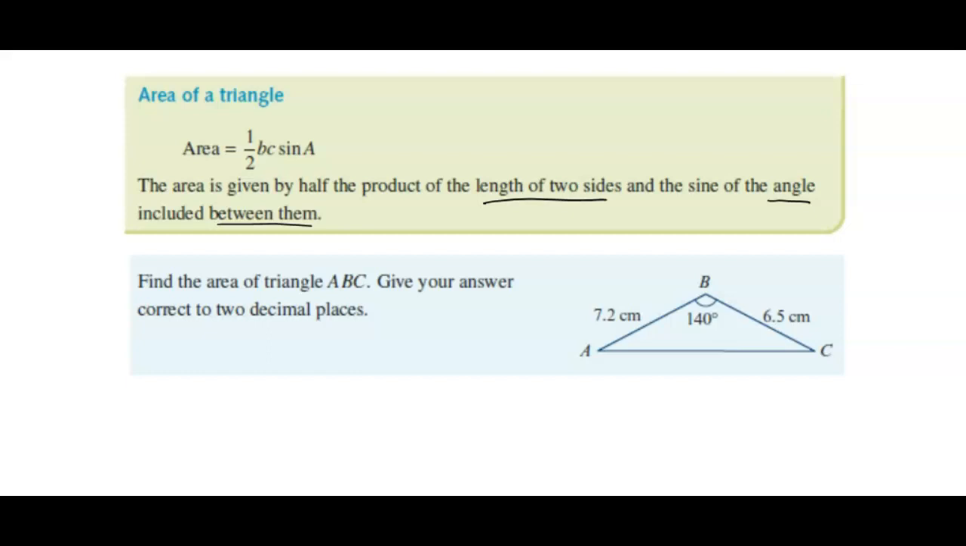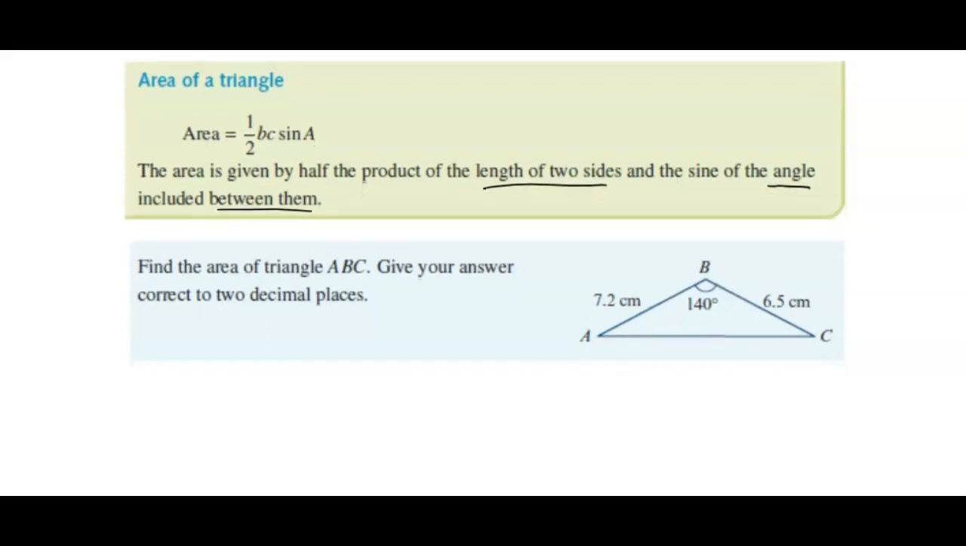So in this question, find the area of the triangle ABC. We have the two sides, and we also have the angle in between the two sides. So the formula basically represents half times the product of the two sides, so 7.2 times 6.5 times the sine of the angle in between them, which is 140 degrees.